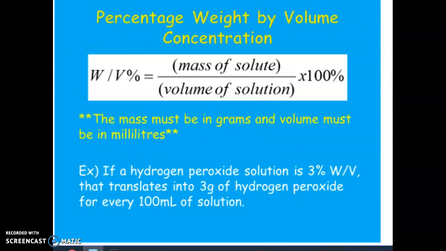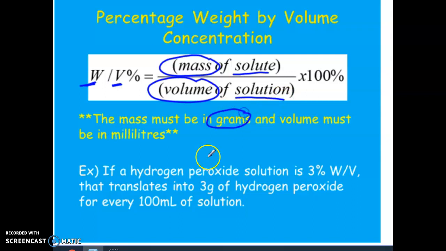Okay, so percent weight by volume. So again, this is where it's always solute over solution. We have now mass over volume, right? Weight over volume. The units: mass must be in grams. Again, volume is milliliters. So anytime you're dealing with percentage, the mass has to be grams and the volume has to be milliliters.